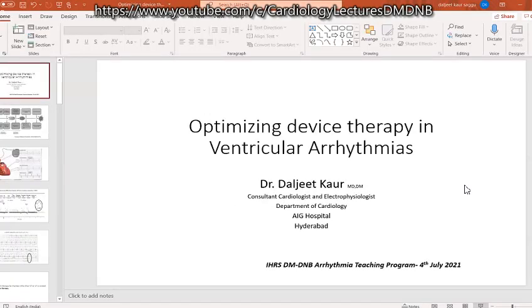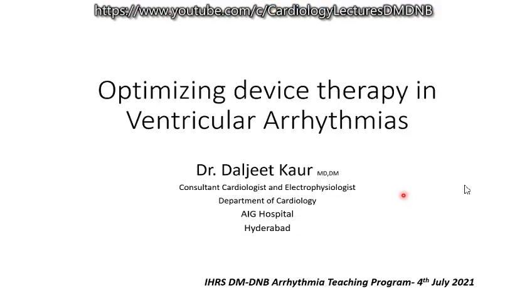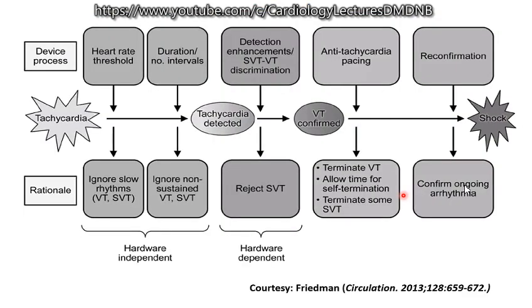Oh, sorry, sir. So my talk is on optimizing device therapy in ventricular arrhythmias. This is mainly for DM-DNB students. So I would like to start with how an ICD sees whether the VT is there or not. It's as simple as how we diagnose it on ECG. For example, it starts with the rate threshold. If the rate is very fast, the device will say that there is some tachycardia going on. Next, the device will go to the number of intervals, which we can set, like 28 beats, 30 beats, 40 beats, and after that the device will say, yes, it's a sustained arrhythmia which may need intervention.